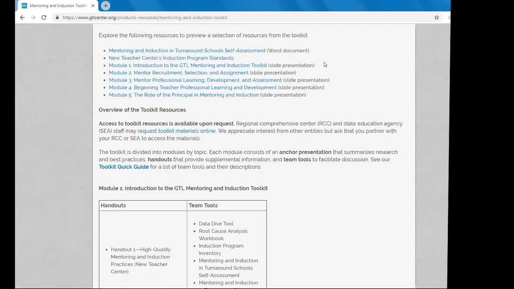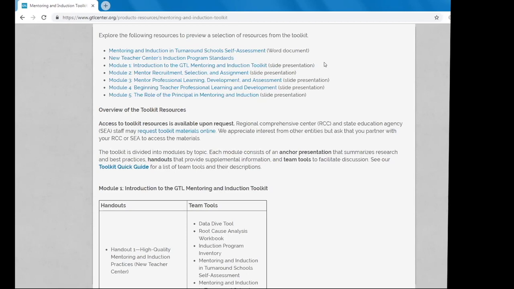So this really is focused on the nuts and bolts of how you design high quality components within mentoring and induction programs. Mentoring and induction structures are only as good as the instructional practices that they reinforce. So putting into place high quality mentoring and induction structures, such as high quality selection procedures or high quality mentor professional learning, isn't going to get us to our desired outcomes unless we are reinforcing the right kinds of instructional practices.